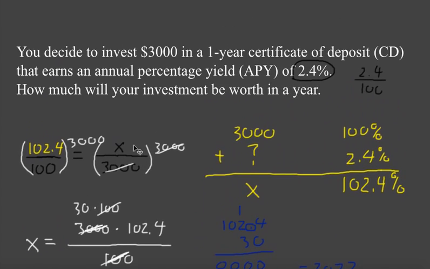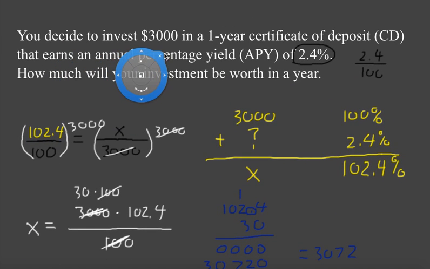So the answer at hand then, because if we look at the question, the question said is, how much will your investment be worth in a year? Well, it's going to be worth this number right here. So I can write this down again. Let's put it up here. X is going to be worth $3,072. That is what you're going to have. You're going to have $3,072. So your $3,000 turned into, after a year, $3,072.